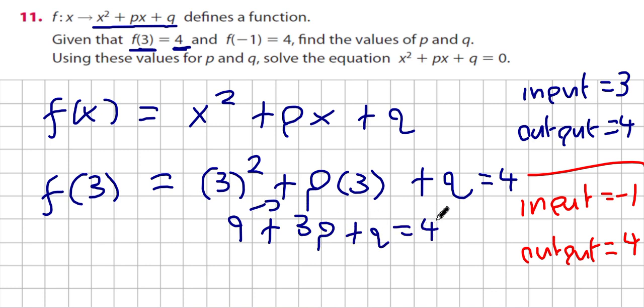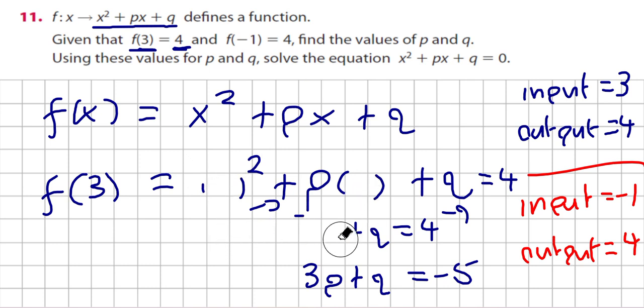I'm going to bring that 9 to the other side and take it away from 4. And I get 3p plus q equals minus 5. Did anybody get that? Now, okay guys, now we're going to store that, we're going to store that 3p plus q. Okay?